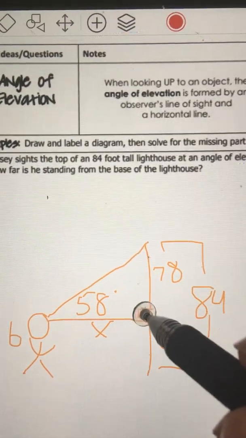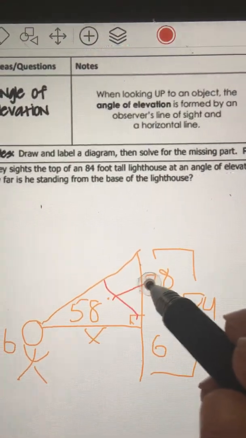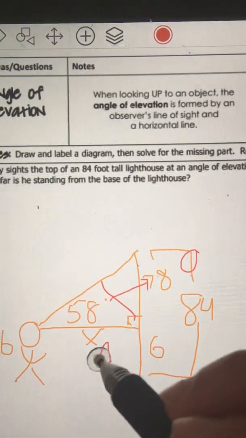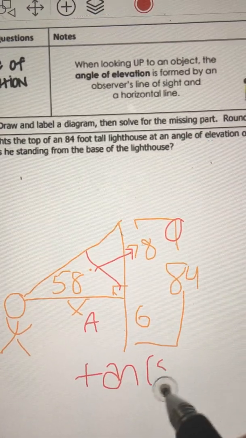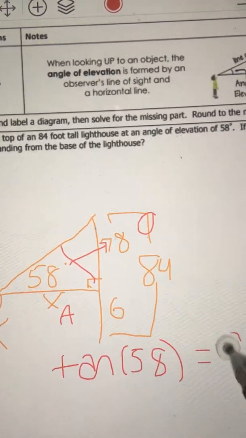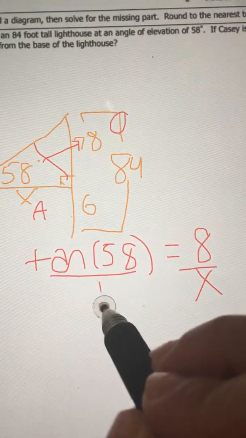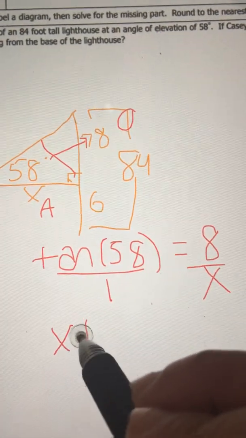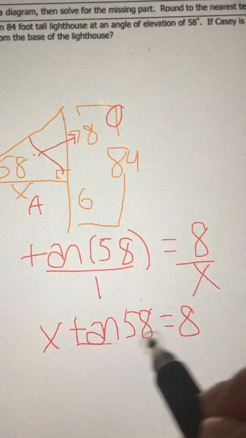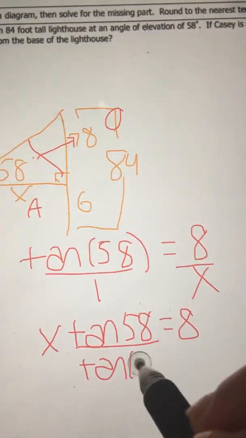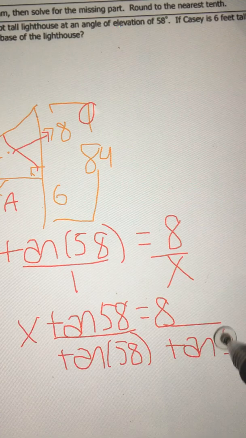So first would be hypotenuse, but there's nothing there. So we're just going to label across from the angle is O, the other side is A. So we're using tangent, TOA. So tangent of 58 equals 78 over x. And then you're just cross multiplying to solve here. So over 1, and we'll have x tangent 58 equals 78. And then to solve, you'll just divide by tangent of 58. So it's 78 divided by tangent of 58.